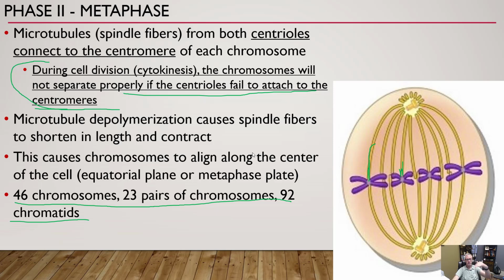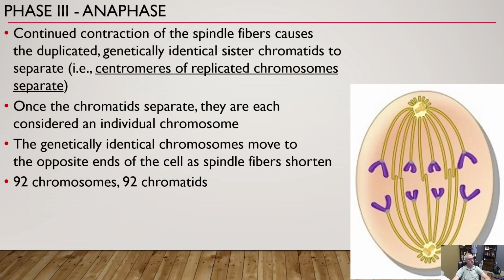So prophase, metaphase, anaphase will be our third phase. This is where the chromosomes have separated. And they're going to start to be pulled to the opposite ends of the cell. Once they have separated, they are now individual chromosomes. They're genetically identical chromosomes because remember, we've replicated that DNA and now we've pulled them apart. The spindle fibers are shortening to pull those chromosomes apart.